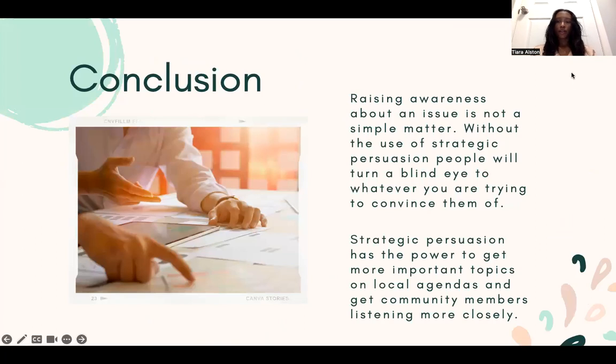And just to conclude, raising awareness about an issue is not a simple matter. Without the use of strategic persuasion, people will often turn a blind eye to whatever you're trying to convince them of. So, strategic persuasion has the power to get more topics on a local agenda and get more community members listening more closely.